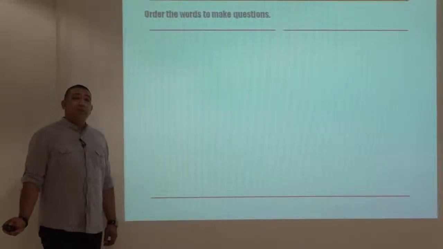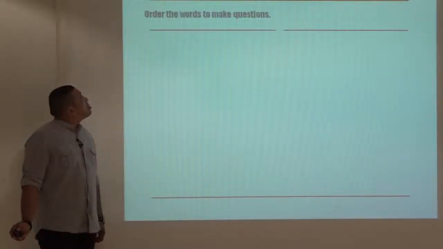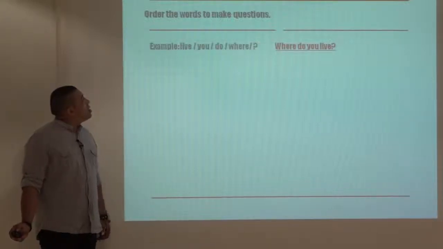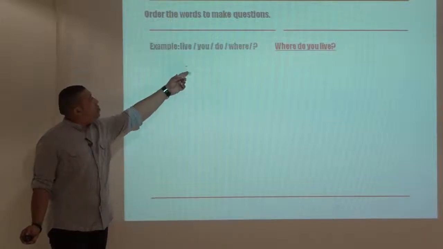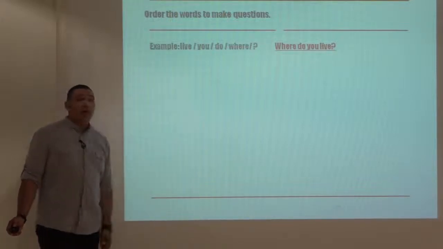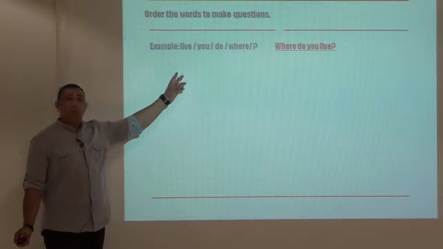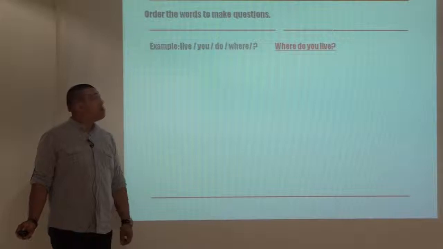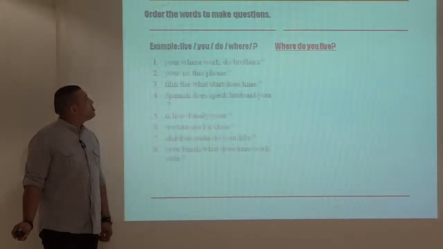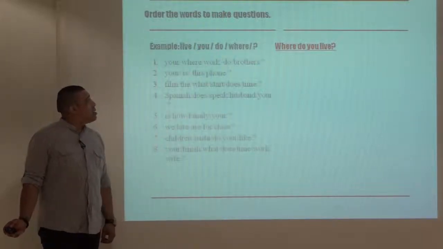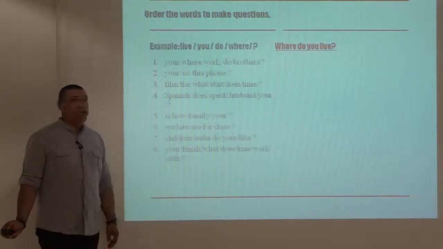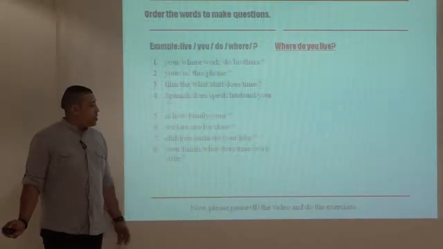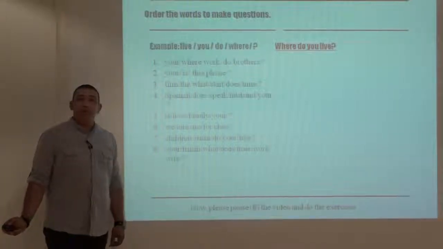Let's do some practices. Order the words to make questions. For example, we have live, you, do, where. What we're going to do is to put them in a correct order, like where do you live? Here are some questions for you to do. Now, please pause the video and do the exercises.